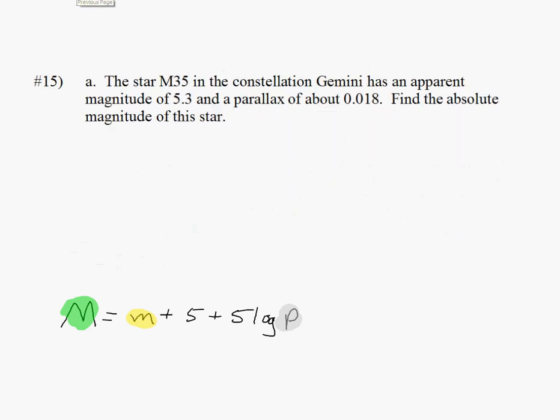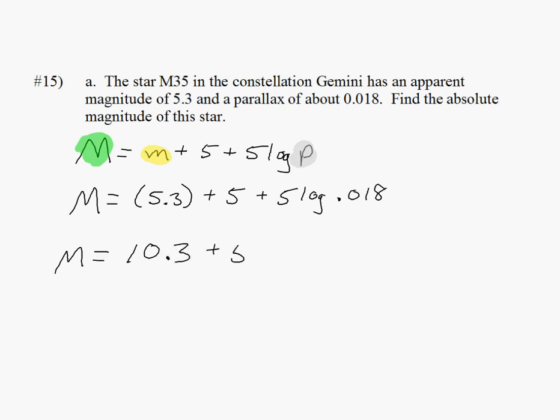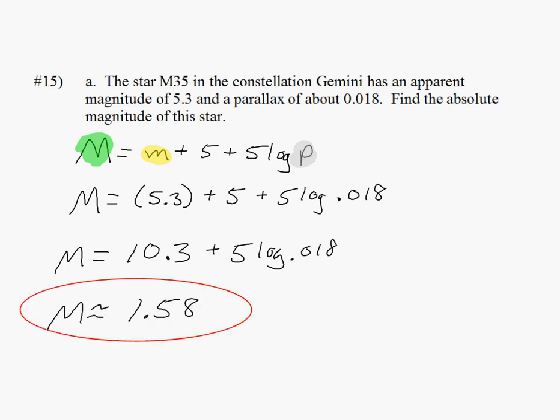As we go to our first question, this problem tells us, hey, the apparent magnitude is 5.3, put in for little m. It says the parallax is 0.018, put it in for p. That's all you have to do. 5.3 and 5 is 10.3. That's the best you can do without a calculator. Put it in, you get 1.58. A lot of words. Break it down to just the parts that you need, and it's pretty simple.